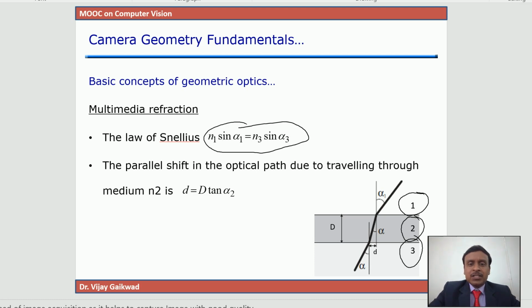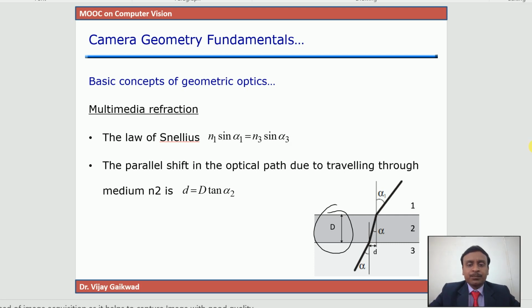The parallel shift in the optical path due to the traveling path is given by d equal to capital D tan alpha 2, where small d is the parallel shift while capital D is the distance through which light is traveling via medium 2.